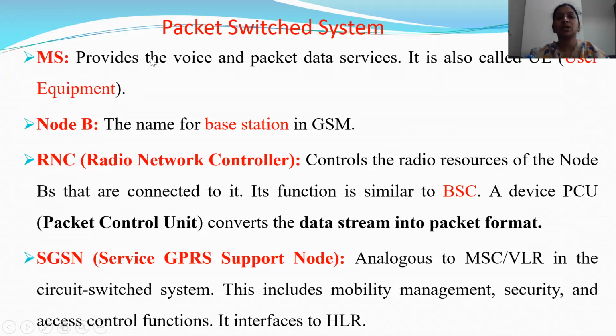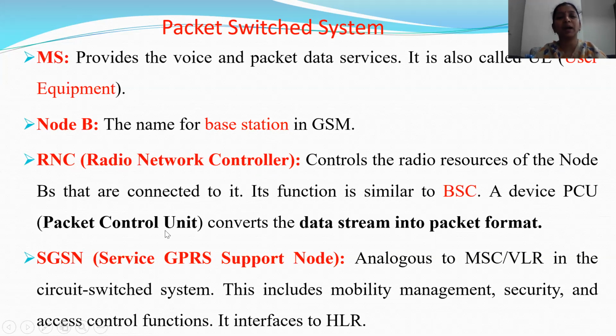So mobile station, it provides the voice and packet data services. It is also called UE, user equipment. Node B is the name for base station. We called it base station in the previous case, and we are calling it Node B here. So RNC, the radio network controller, controls the radio resources of the Node Bs that are connected to it. Its function is similar to base station controller.